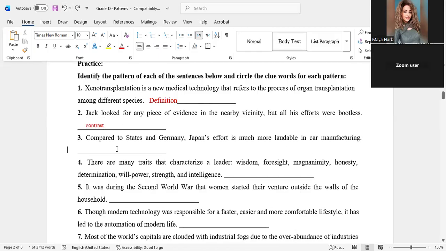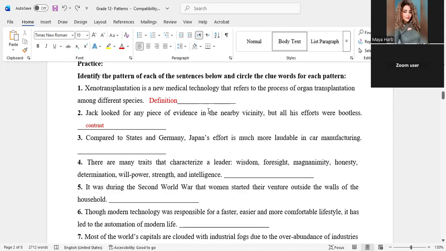Let's proceed to sentence number 3, please. Compared to the United States and Germany, Japan's effort is much more laudable in car manufacturing. So if I want to compare it to the United States and Germany, Japan's effort in manufacturing cars is better. What are we doing here? Here you have something very clear.